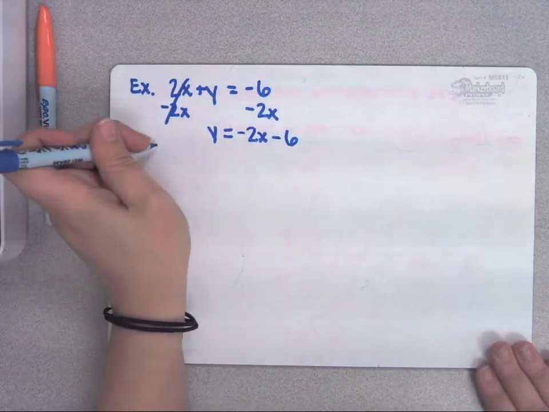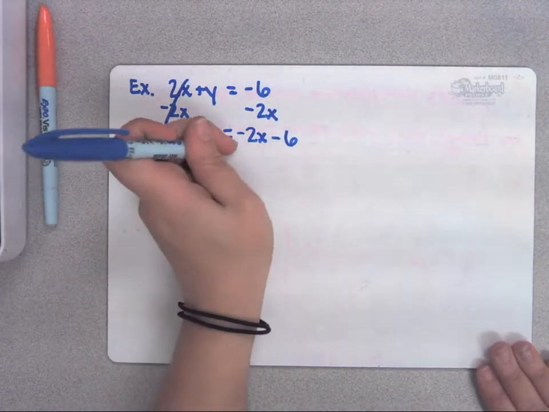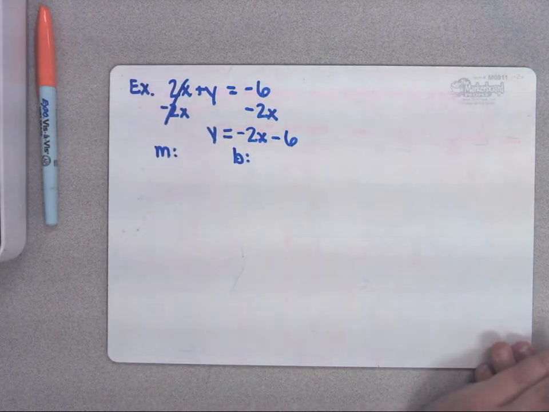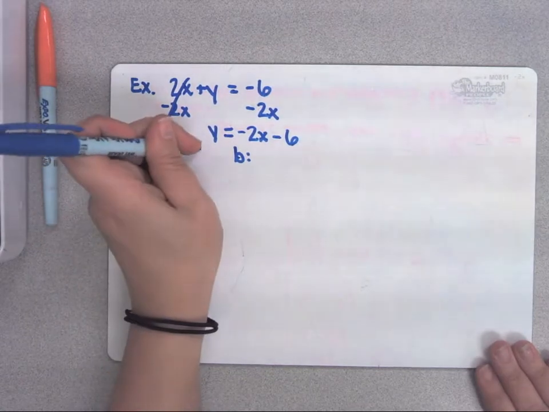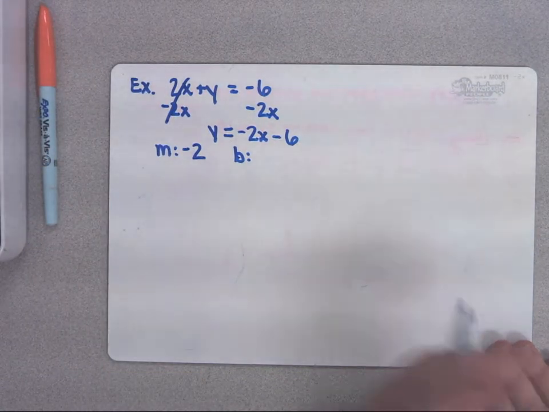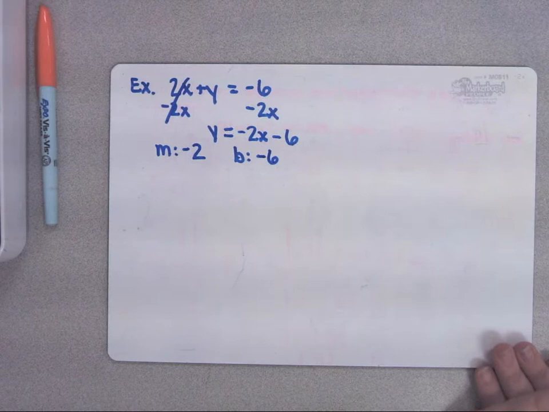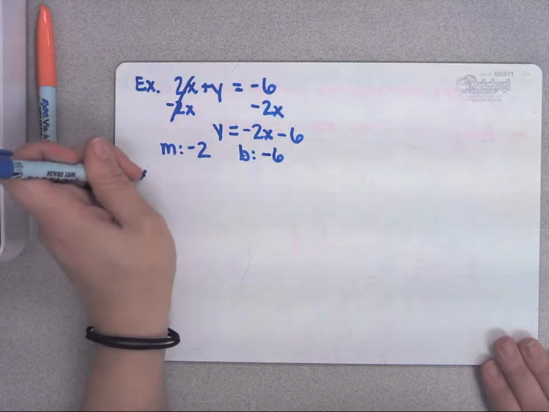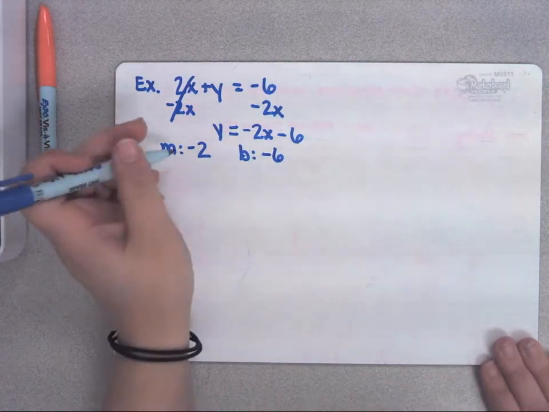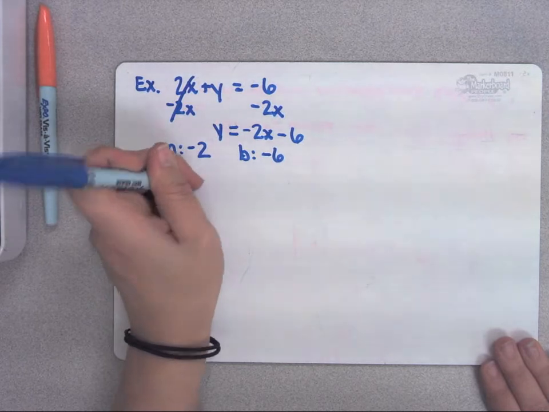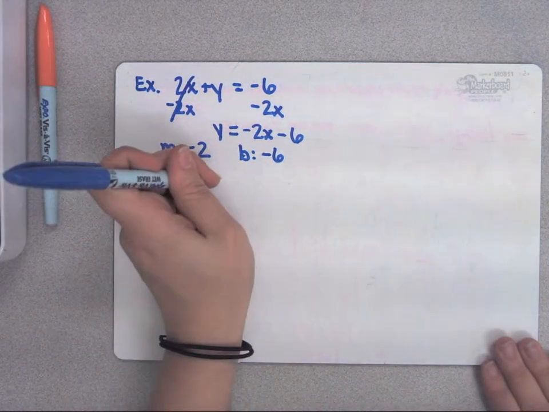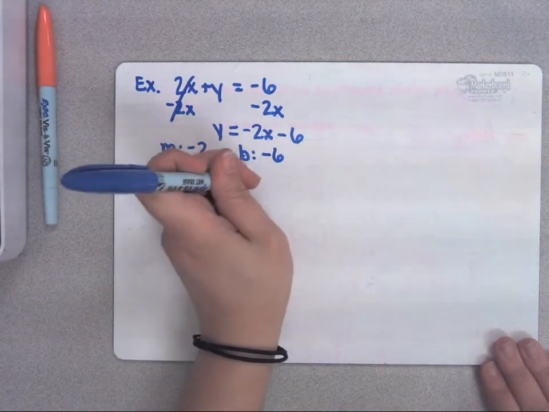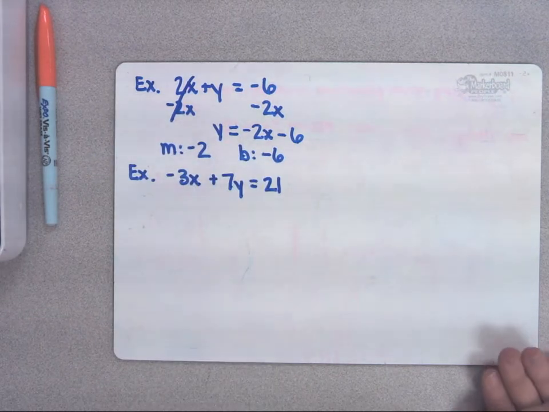Then we have to label. My slope is, my y-intercept is. What represents my slope? What number? Negative 2. What represents my b? Negative 6. Okay, we're going to try a harder one when there's a number in front of y. Negative 3x plus 7y equals 21.